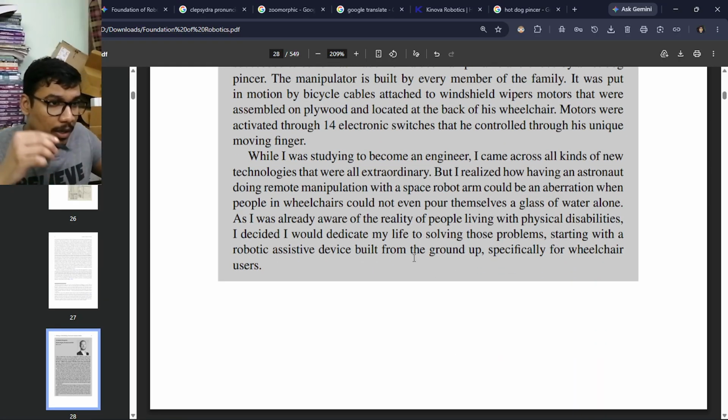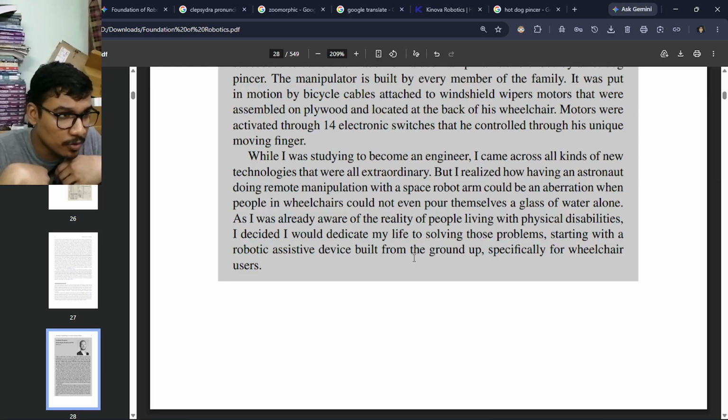When I was studying to become an engineer, I came across all kinds of new technologies that were all extraordinary, but I realized how having an astronaut doing remote manipulation with a space robot arm could be an aberration when people in wheelchairs could not even pour themselves a glass of water alone. As I was already aware of the reality of people living with physical disabilities, I decided I would dedicate my life to solving those problems, starting with a robotic assistive device built from the ground up, specifically for wheelchair users.